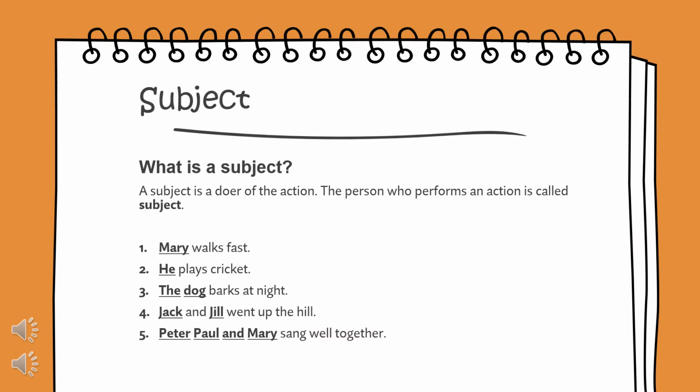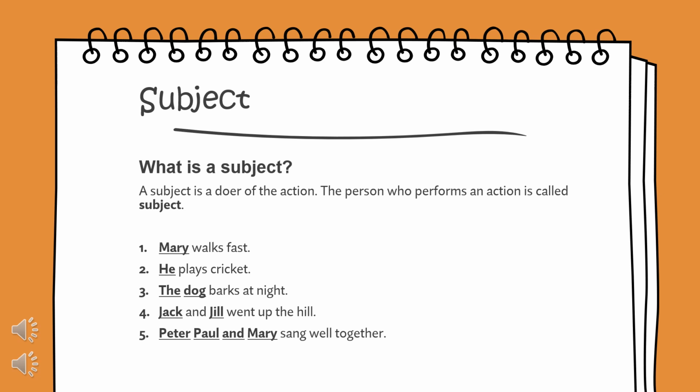Here we need to know what a subject is. A subject is the doer of the action. The person who performs an action is called the subject. Just look at the examples below. Mary walks fast. He plays cricket. The dog barks at night. Jack and Jill went up the hill. Peter, Paul, and Mary sang well together.